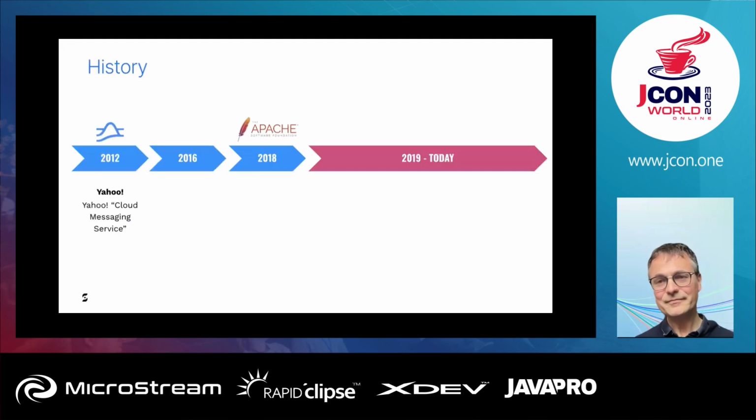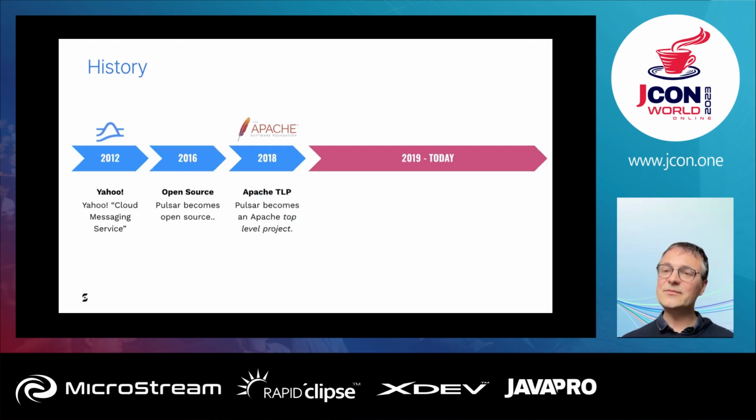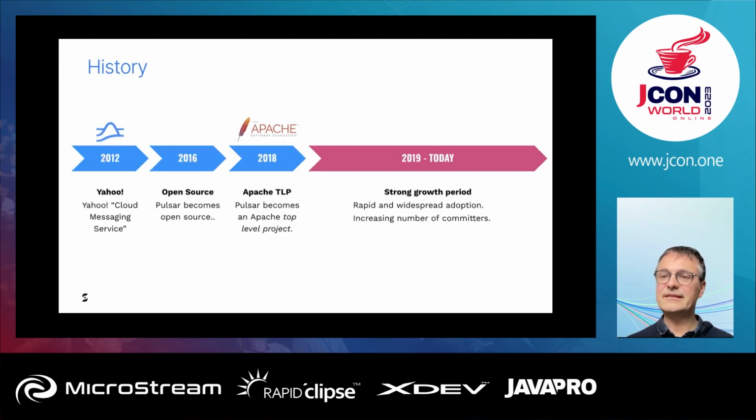So a quick history. Pulsar was developed by Yahoo in 2012 as their cloud messaging service. It then went open source in 2016. By 2018, Pulsar had graduated to a top-level Apache project. And since 2019, there's been a surge in the Pulsar community's growth with rapid adoption and an increasing number of contributors. And it's worth mentioning that Pulsar has been in production for over 10 years now. This means that it's battle-tested technology, it's proven technology, it's robust and mature.